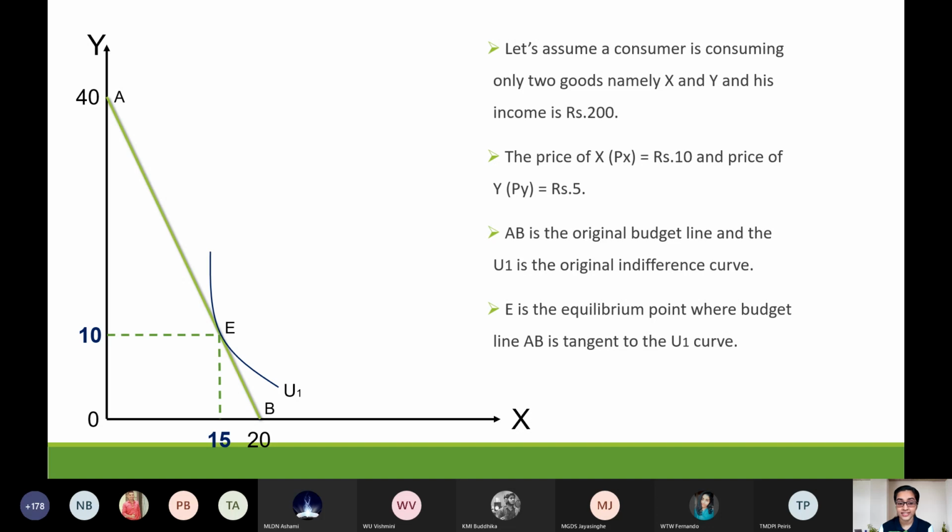Yes, at least the characteristics of an indifference curve. Okay. Negative slope. Right. At least the characteristics. Okay.